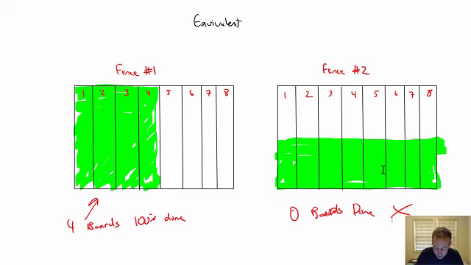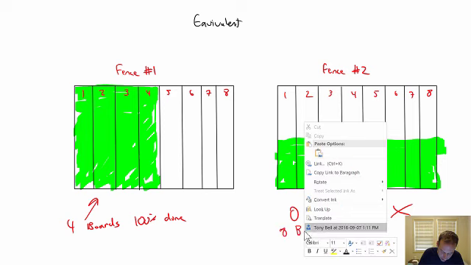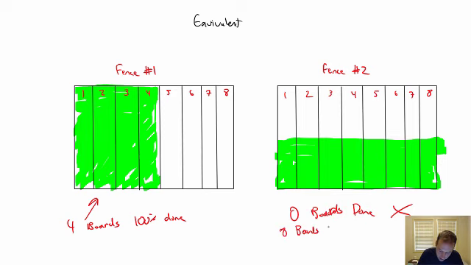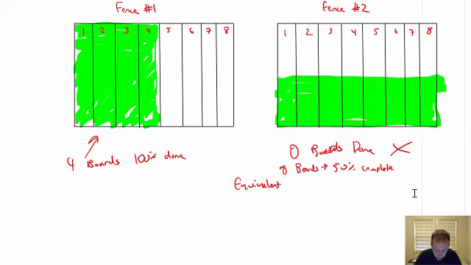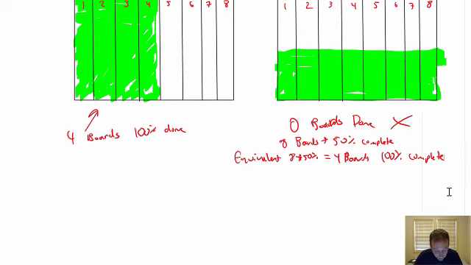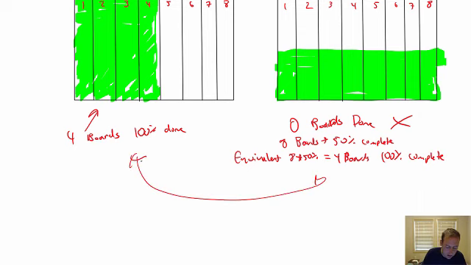What we have is actually 8 boards that are 50% complete, right? We have 8 boards that are half done. That is the equivalent. This is where this notion of equivalent units comes in. That's the equivalent of having 8 times 50%. That's the equivalent of having 4 boards that are 100% complete or done. So we've basically done an equivalent amount of work.